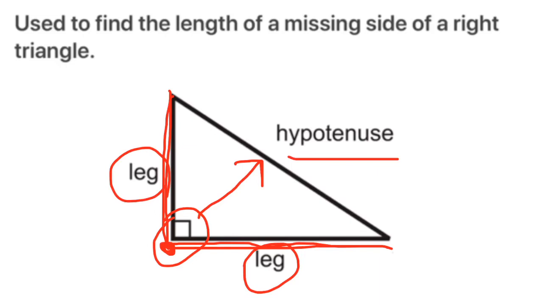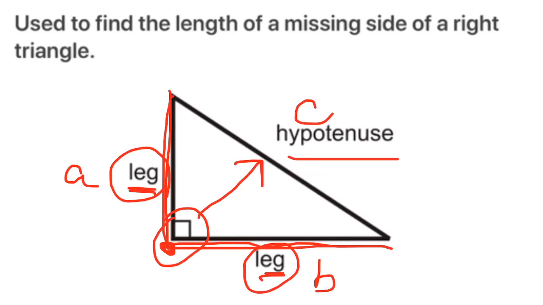In the formula that you saw in the video, the legs are your A and B. So this could be side A and this is side B. It does not matter which one's A and which one's B. So this leg could be A or it could be B. This leg could be B or it could be A. The hypotenuse in your formula must always be side C.